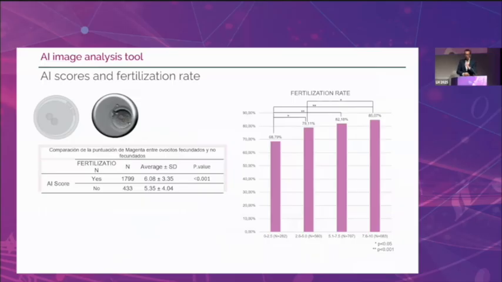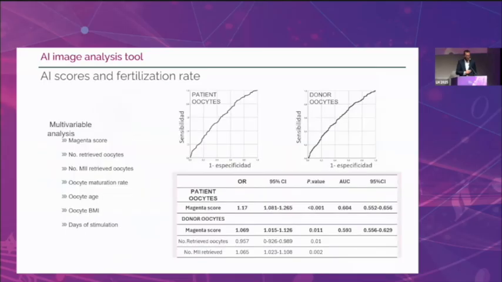So we have been doing an evaluation of this technology. First of all, taking a look at the relationship between the score and fertilization. If you take a look at the graphic, the higher the score, the higher the chance of that oocyte to be fertilized, from 68 to 85%. There are differences between oocytes that are fertilized or not. We evaluated the area under the curve, let's say the predictive capacity of this tool to evaluate fertilization, which is significant, but the area under the curve is very discrete, around 0.6. And this is even from a multivariable analysis. This is just for fertilization prediction.